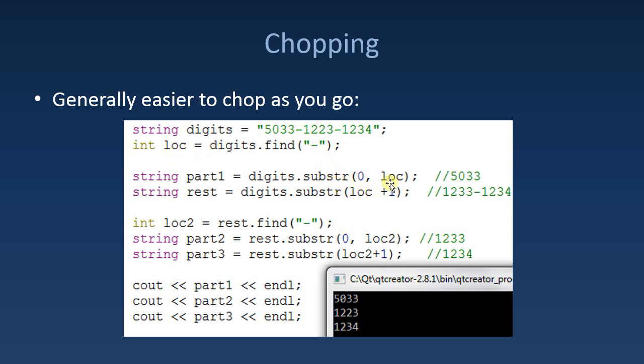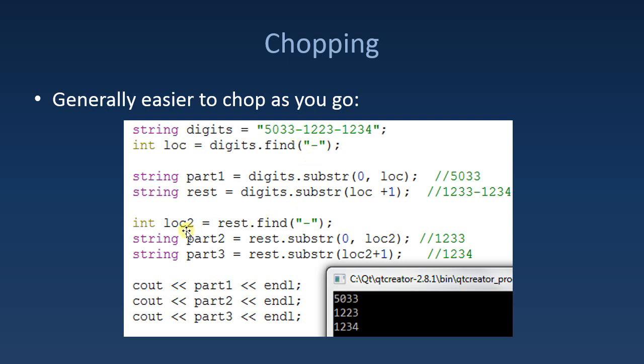Now I'm going to grab the substring from 0 to the location, or the location number of characters starting from 0. That's going to be 5033, and I'll call that part 1. And then I'm going to grab the substring that starts at the location +1, so starting right after the dash, and I'll call that the rest. And that'll be 1223-1234. Now I can worry about breaking these 2 up and just completely ignore the fact that 5033 was ever there in this first dash.